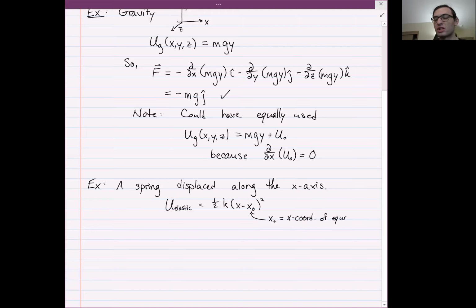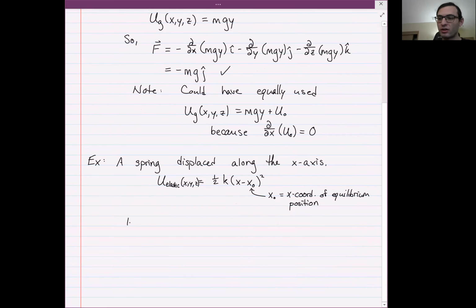The equilibrium position is on the x-axis, so this is just like the equilibrium length. That's the position the spring would have to be at in order for there to be no force. That's the position the spring is happy at. And then this x is just the position of the object that we're interested in. Let me write this as a function of x, y, and z, because they always are. So that x is just the position of whatever object of mass m we're talking about.